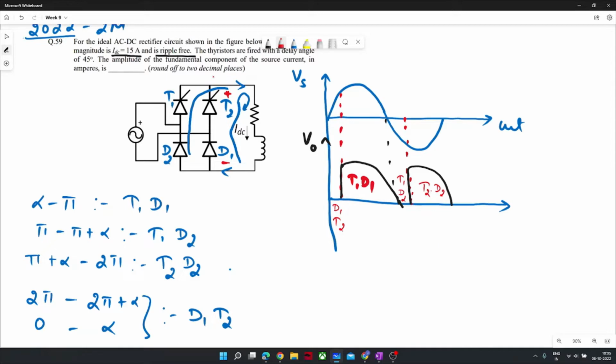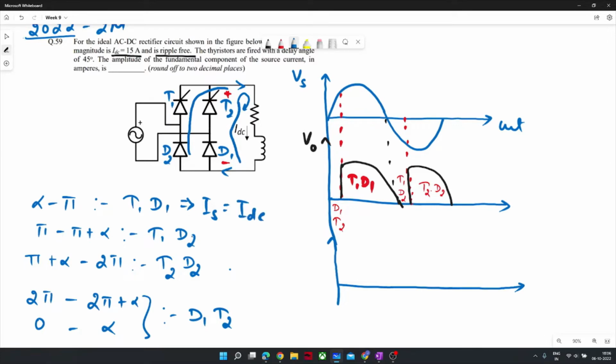Actually we need to find the current waveform from the source side, but until we know which kind of pattern is there, we can't exactly know how the source current will flow. So now we know this voltage waveform and when the source will conduct. For that purpose, now I can easily draw the source waveform, right? How? When T1 and D1 conduct, source current is equal to IDC.